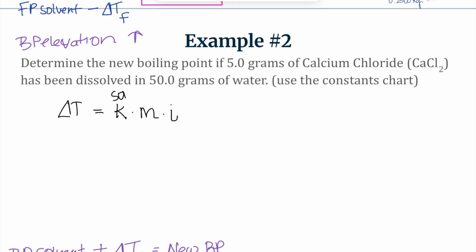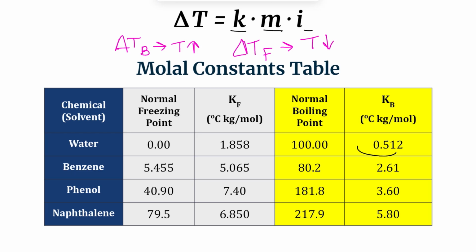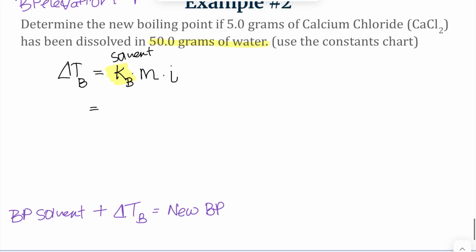K is for our solvent, and that comes from the chart. So our solvent, this is going to be dissolved in 50 grams of water. And we are doing boiling, so we're going to need that Kb. And so I can go and get that from my chart. Water, Kb is 0.512. My molality, that is for my whole solution. I need to calculate that. And so I can go ahead and do that over here.